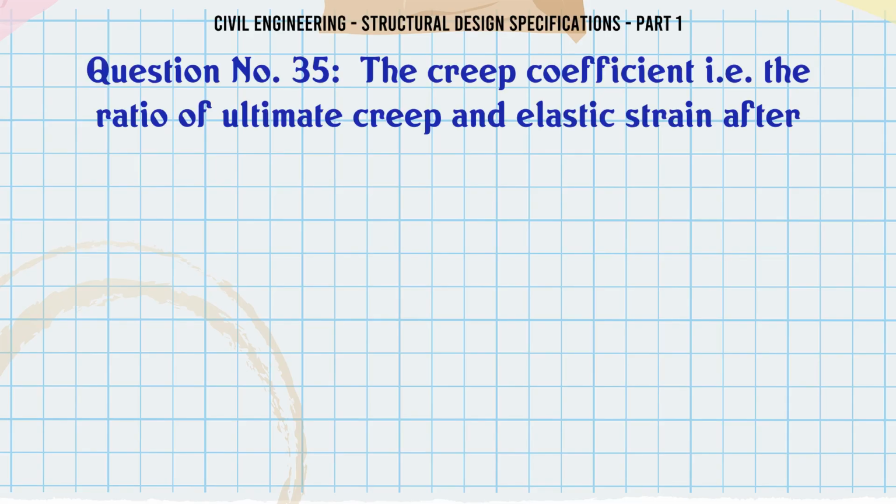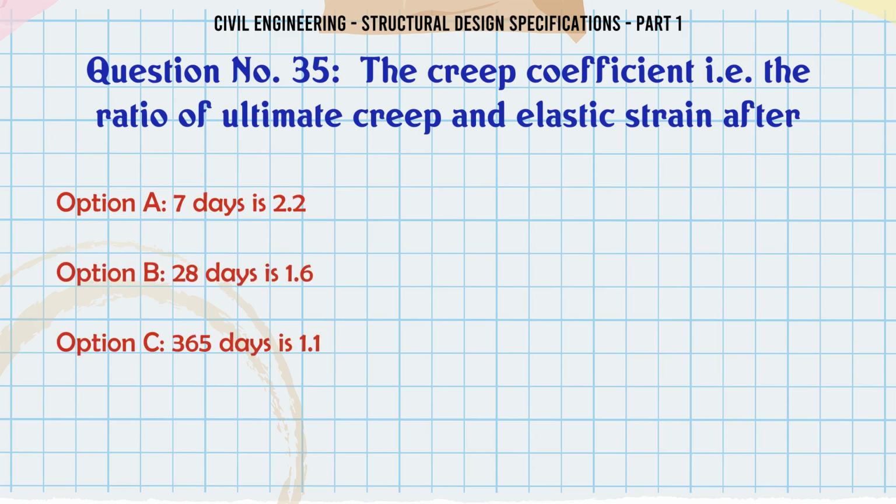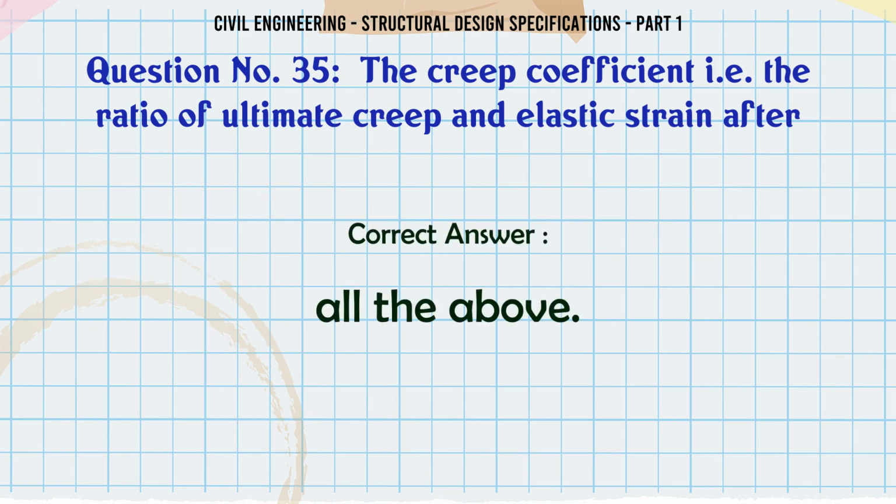The creep coefficient, i.e. the ratio of ultimate creep strain and elastic strain, after A. 7 days is 2.2, B. 28 days is 1.6, C. 365 days is 1.1, D. All the above. The correct answer is all the above.